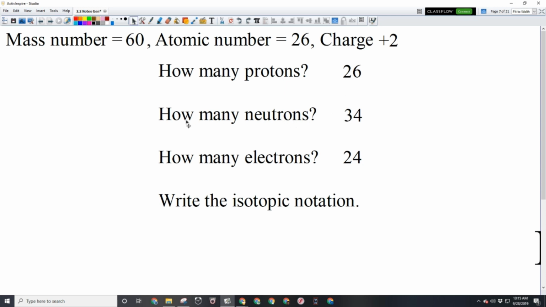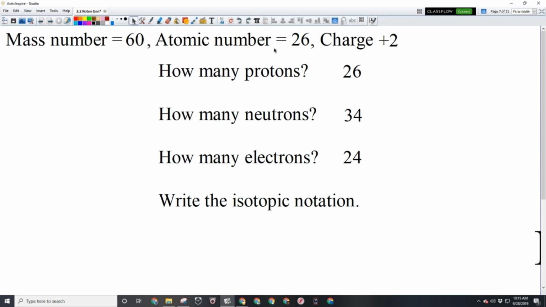How many neutrons does it have? Well, if it's a mass of 60 and 26 of that 60 are the protons, then we subtract 26 from 60, and that's going to tell us the number of neutrons. So that's 34. If you take the neutrons and protons and add them together, 26 and 34, you should get your 60 back.